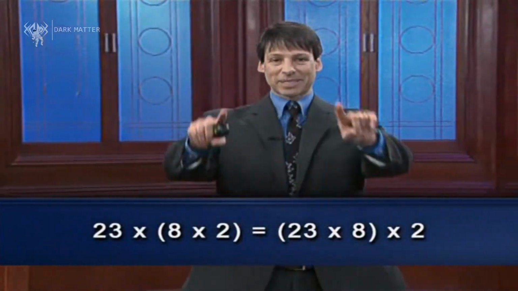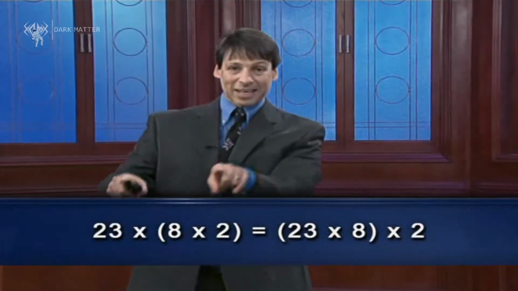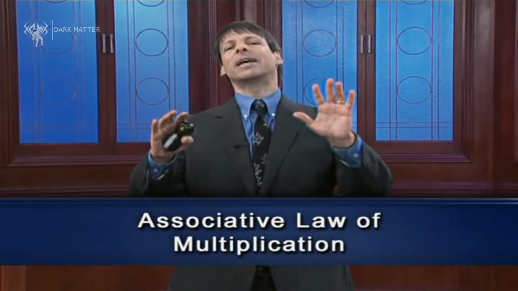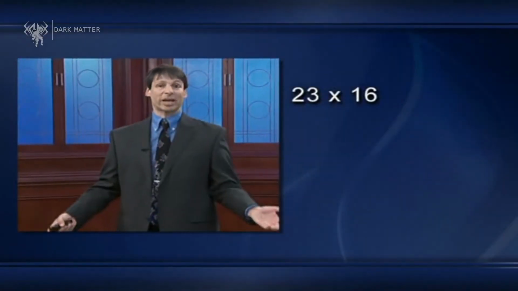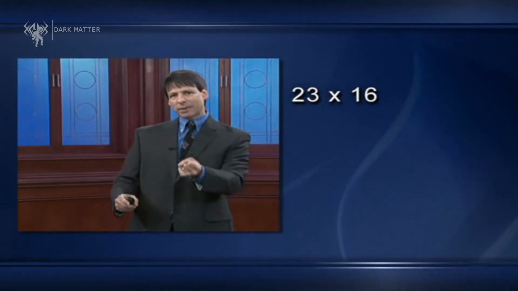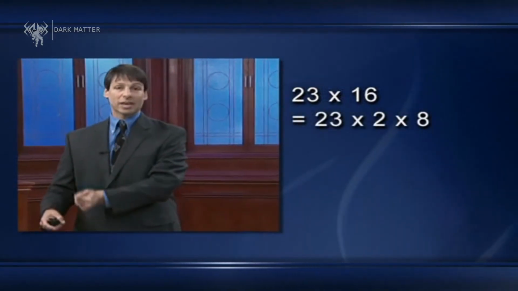By the way, the reason that 23 times 8 times 2 is the same as 23 times 2 times 8 is due to what's known as the associative law of multiplication. But let me show you another way to do 23 times 16. I said 16 is 8 times 2. You could also say that 16 is 2 times 8. The same thing? Not really, because 23 times 16 we could now do as 23 times 2 times 8.